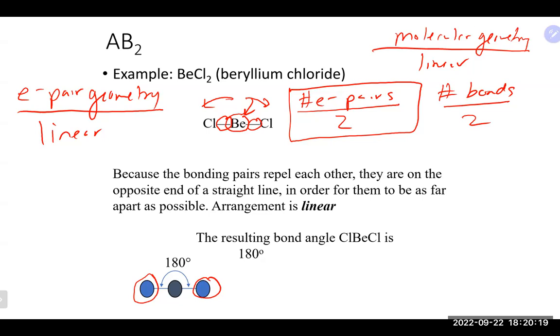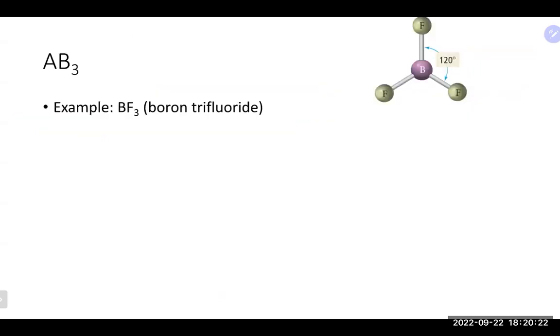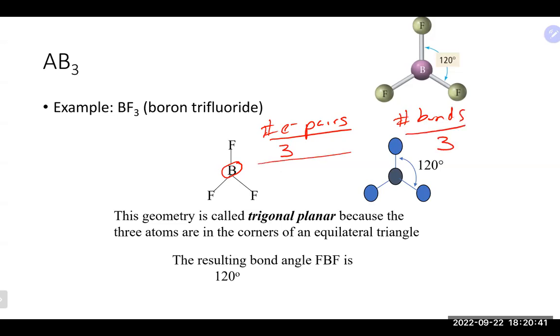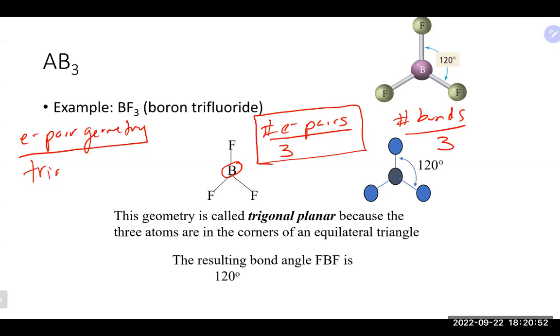The next geometry involves a central atom that has 3 things attached. In this particular case, if we did the number of electron pairs, once again, we look at the central atom. It has 3 electron pairs. The number of bonds here is going to be 3 as well. So once again, something with 3 electron pairs, the electron pair geometry name is what is known as trigonal planar. And some people call it triangular.